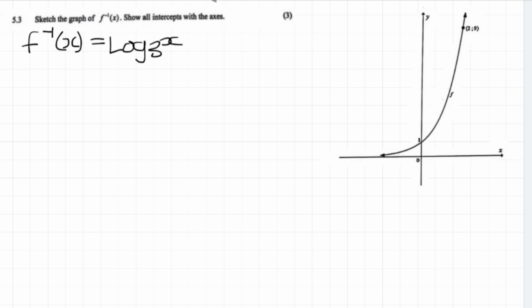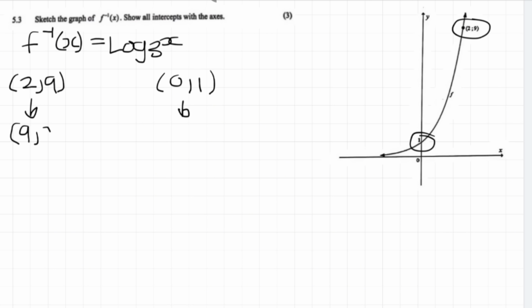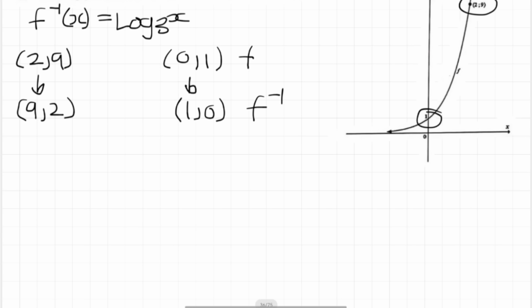But what you can rather do here is just interchange these two points. For example, we have (2; 9) and we also have (0; 1). So you can just interchange these points. This is going to be (9; 2), and this is going to be (1; 0). So remember, this is for f, and this is for the inverse.